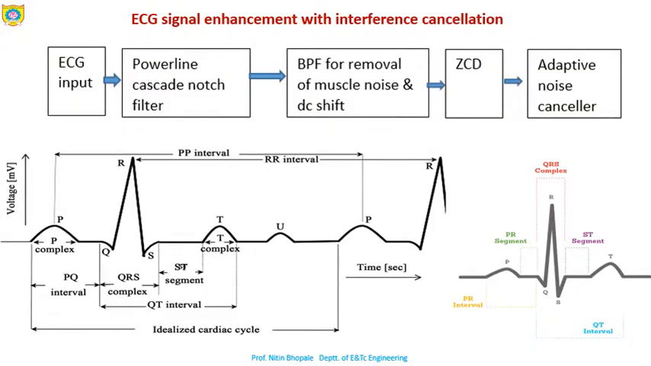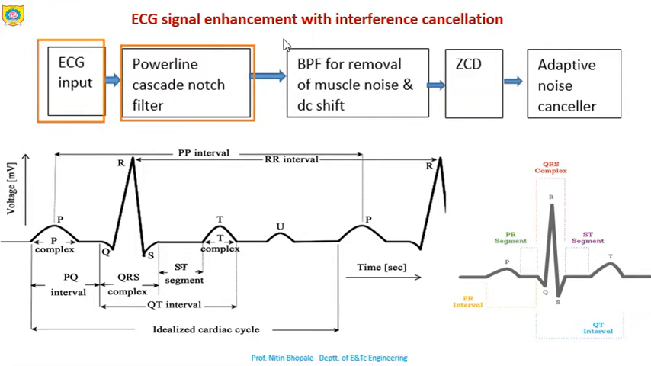So, to cancel such kind of interference, let's say the ECG input is applied, the ECG input is taken over here as a first block. Out of this ECG input, the power line cascade notch filter means wherever we find one of the frequencies where the noise can be obtained, that frequency will be tuned for this filter so that it will be filtered out.